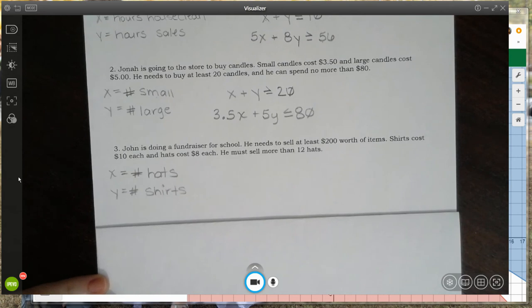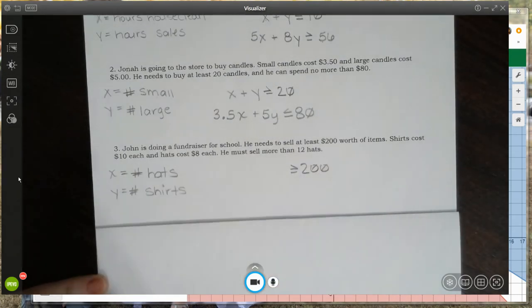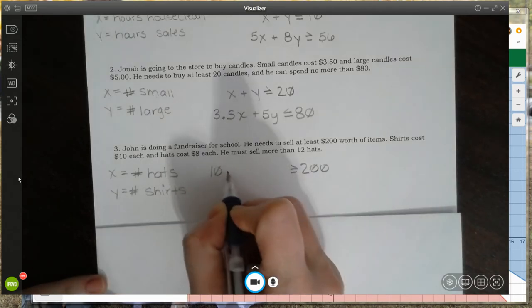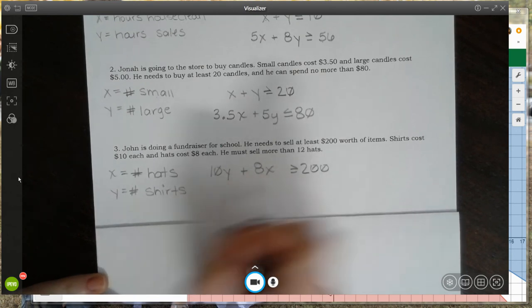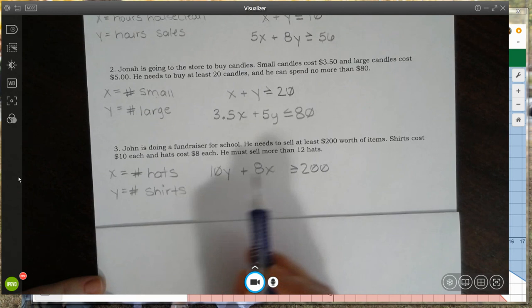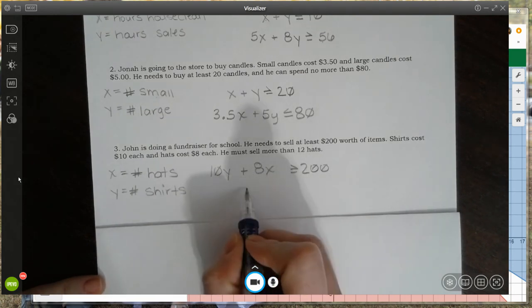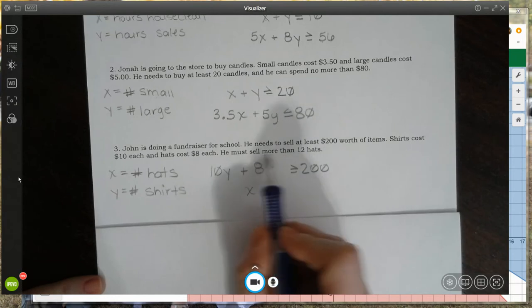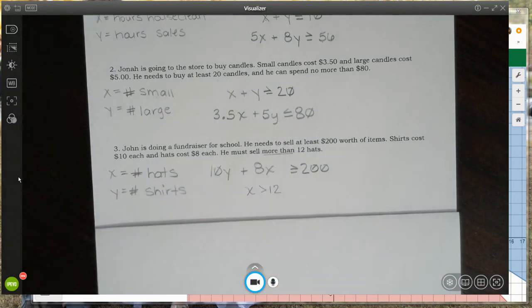So I have to make at least $200. So 200 is the small amount. It's the minimum. Shirts are 10, so 10 times Y. Hats are 8, so 8X. Those 2 things added together. This is the amount of money I make off shirts. This is the amount of money I make off hats. And I have to sell at least, nope, that's not true, more than 12 hats. I can't sell exactly 12 hats. That is not going to fly.